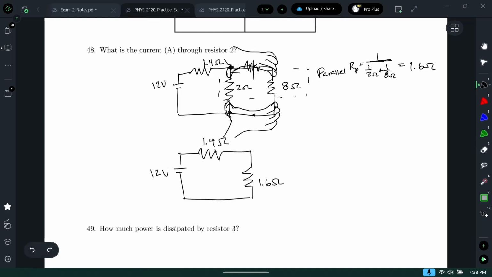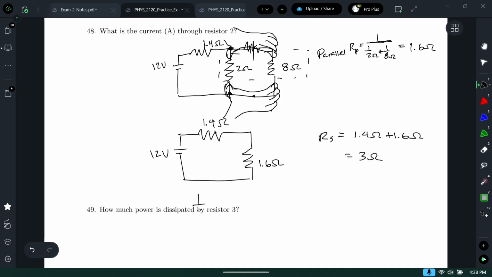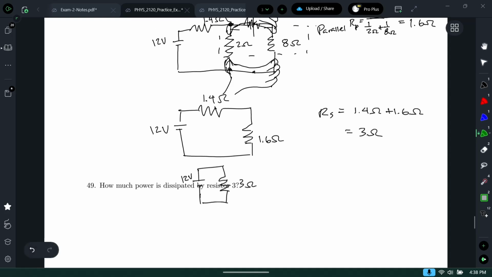I don't need to think about that at all. So series 1.4 plus 1.6, that's 3 ohms. And so one final one to draw with a single resistor. And that makes it very easy to determine the current, because current for a single resistor is the voltage across that resistor over its resistance. I've only got a single resistor. I know the voltage across it is 12 volts, 3 ohms, so 4 amps.